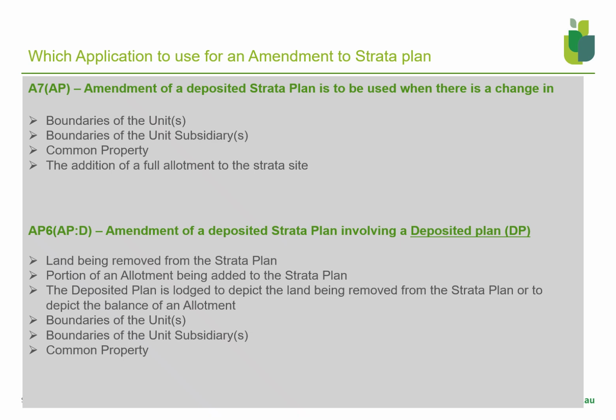The other example where an AP6 would be used is where portion of an allotment adjoining the strata scheme is added to the strata plan. In this scenario, a unit holder may be trying to make their unit bigger by merging portion of the adjoining land to their unit. So we will need an amended strata plan and a new deposited plan to show the balance of the adjoining land.